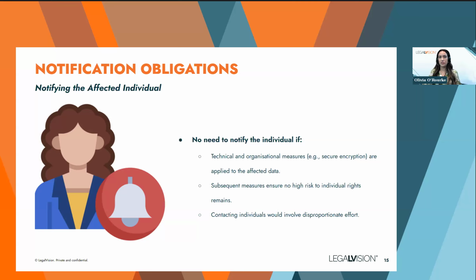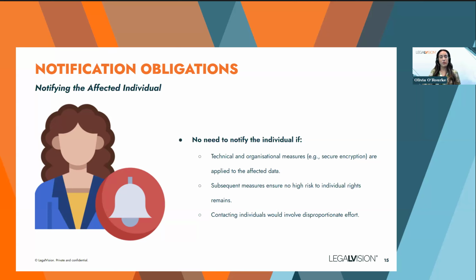Perhaps an email was sent to the wrong recipient containing, say, health records, but perhaps you've been able to contact the recipient and ensure that they've deleted that email without reading it, for example. That might be a scenario where you've ensured that that's no longer likely to materialize, or if it would involve a disproportionate effort to contact individuals. So just given the nature and the size of the data breach.